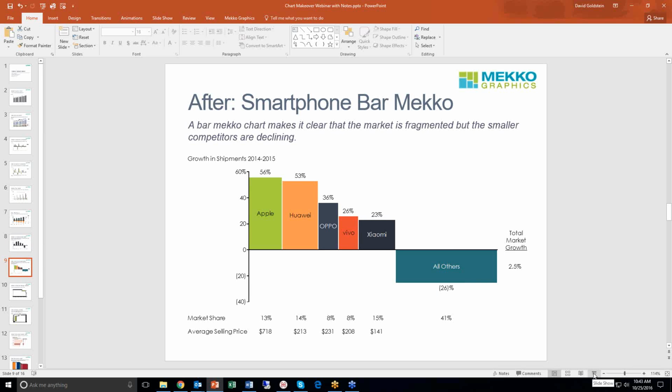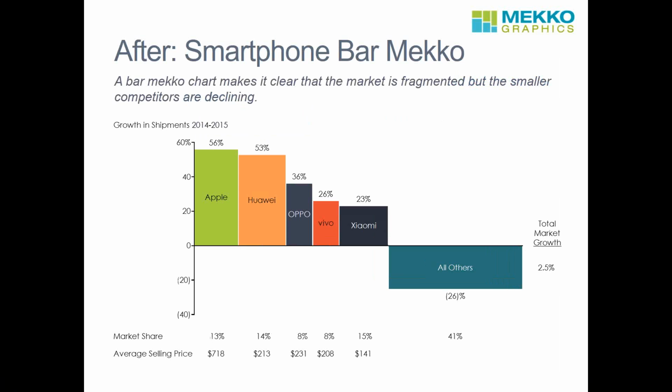So I guess I can switch to screen show mode for a second. So here in screen show mode, here's the chart that I think is a more impactful way of delivering the same message, and that's turning my stacked bar chart into a bar Mekko chart. We're big fans of the bar Mekko. We don't think our customers use it as much as they could. It really adds an extra dimension to a stacked bar chart that can be very useful.